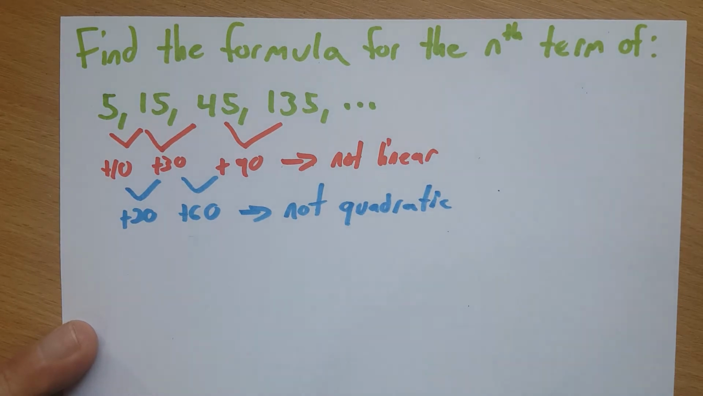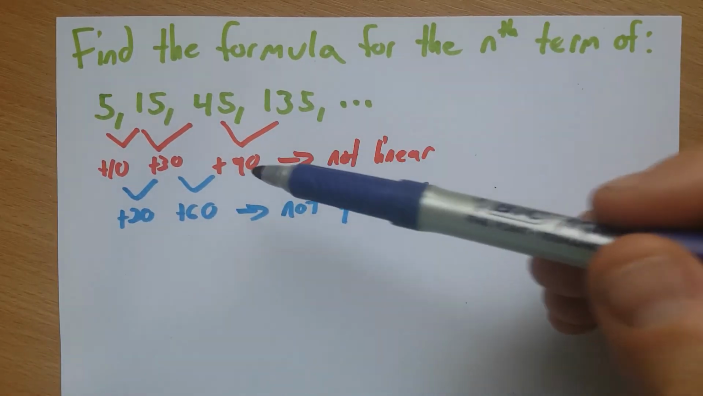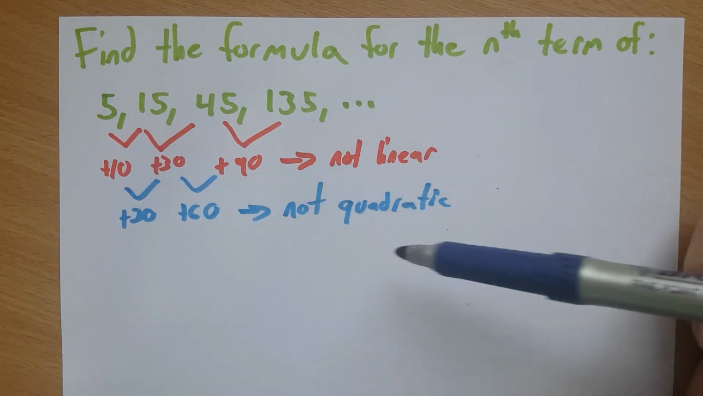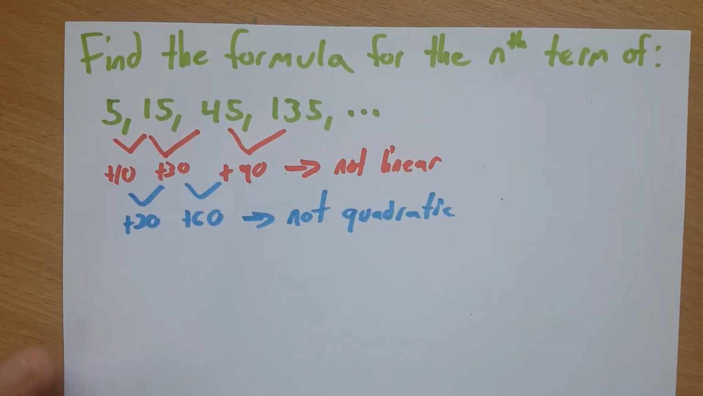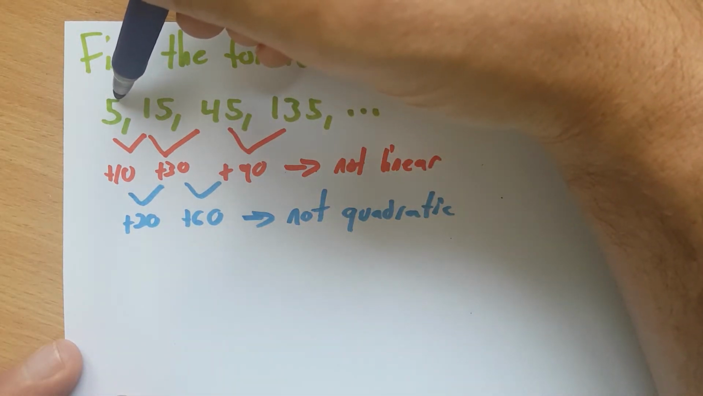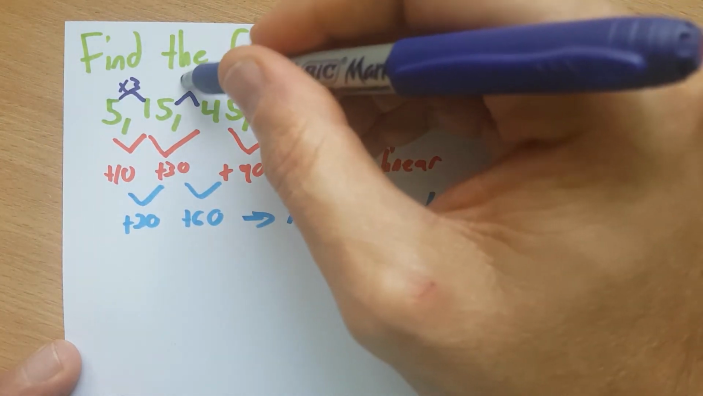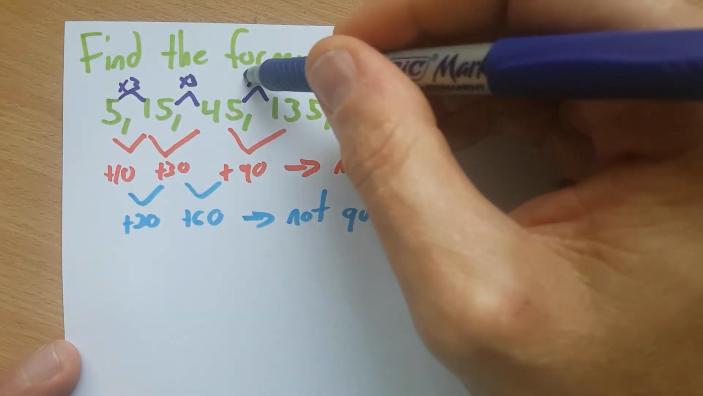Okay, this one is fairly obvious that you're not adding or subtracting, but you're multiplying. But just in case it's not, it's no problem, just go through these steps anyway. But if you look, I think I'll just go along the top here. 5 to 15, you're multiplying by 3. 15 to 45, times 3, and then times 3.